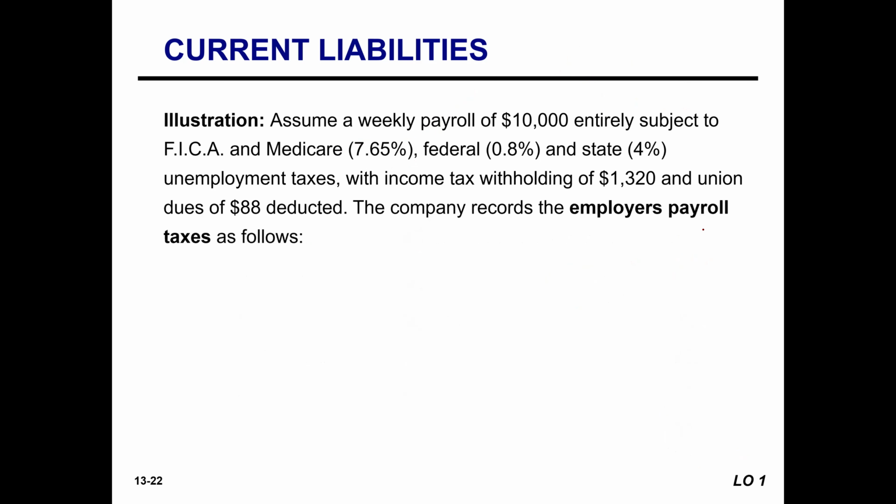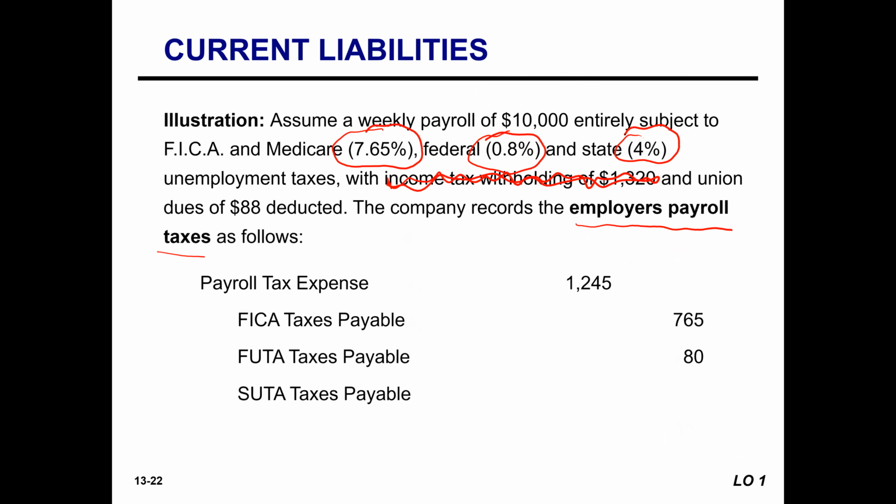All right, now here's the employer's taxes. The employer doesn't have any income tax withholding. That came out of the employee's check, but the employer has to pay the 7.65% for Social Security and Medicare. They have to pay FUTA, federal unemployment. They have to pay SUTA, state unemployment. So it's a debit to payroll tax expense for the total amount, credit to FICA taxes payable for the employer's portion, credit to FUTA taxes, credit to SUTA taxes payable.